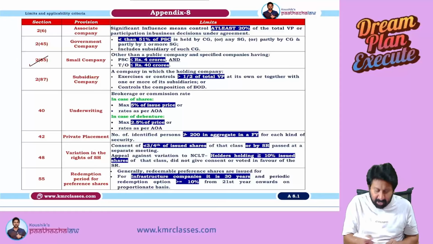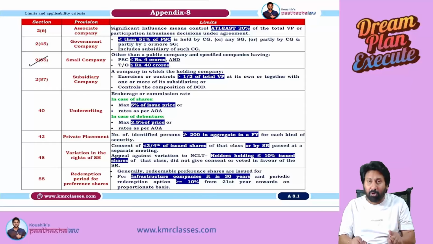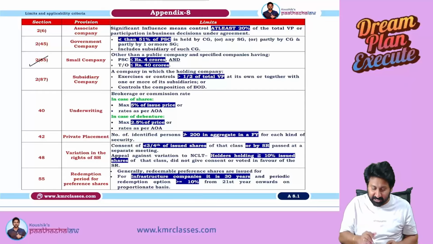Number one, small company. For this attempt, it is a 4 crore paid up share capital and turnover 40 crore. Okay, less than or equal to makes a small company. If it is more than 4 crore paid up share capital or more than 40 crore turnover, it will disqualify as a small company. For this item, these are the numbers.